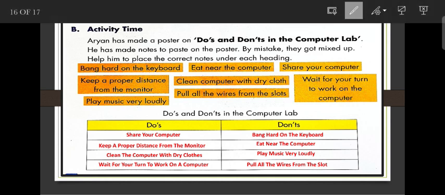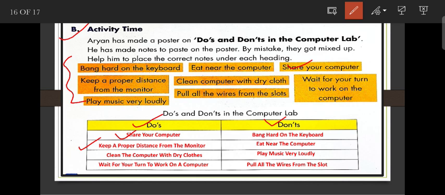Next is activity time. Aryan has made a poster of do's and don'ts in the computer lab. He has made notes to paste on the poster. By mistake, they got mixed up. Here you can see they got mixed up. Help him to place the correct notes under each of the headings. Here you can see this is the do's heading and this is the don'ts heading. So the first point is share the computer. Share the computer is a do.